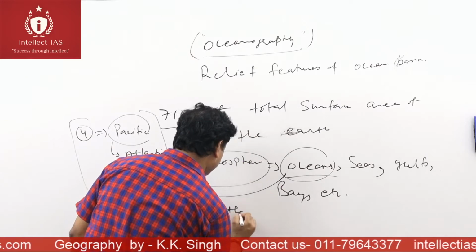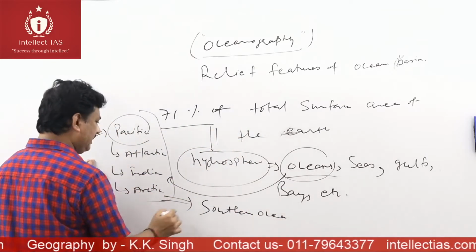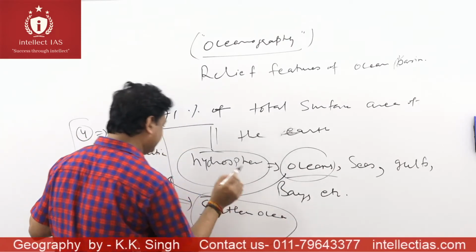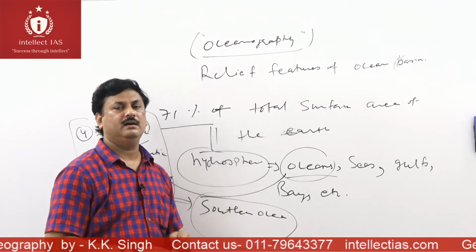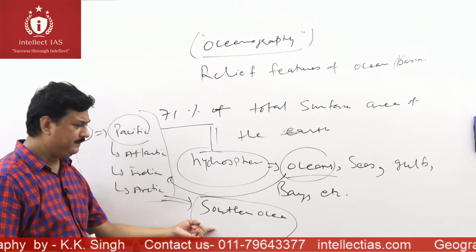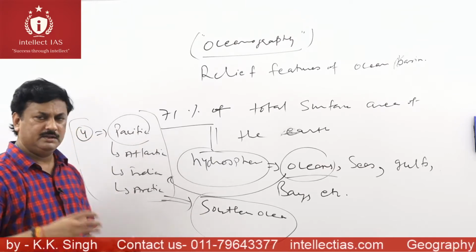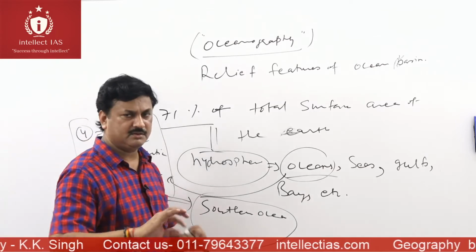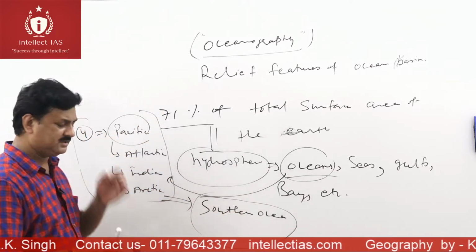Southern Ocean. But presently there are only these 4 oceans, though the world is preparing for another ocean, the Southern Ocean, which is just around Antarctica. Different countries are recognizing it, but we will focus on these 4 oceans.